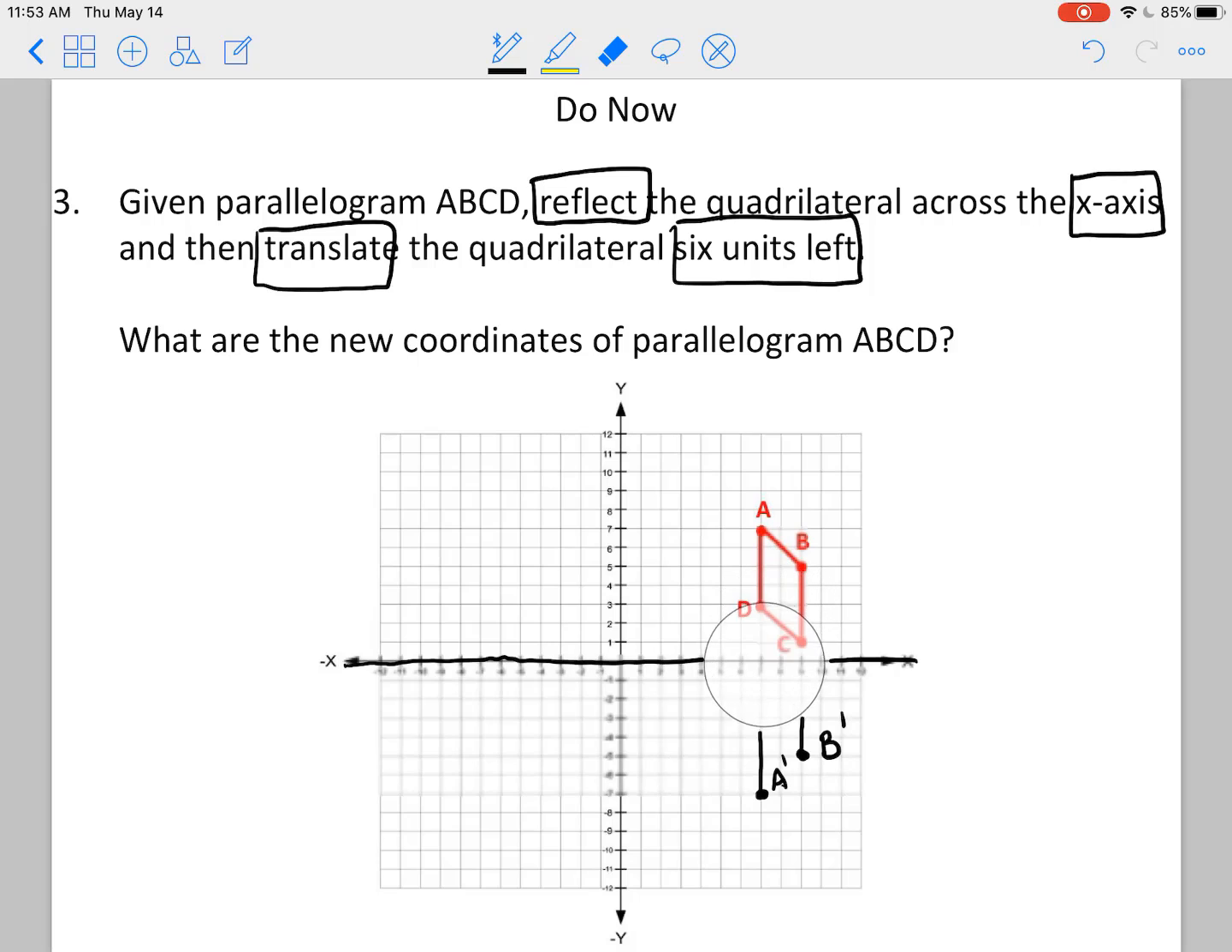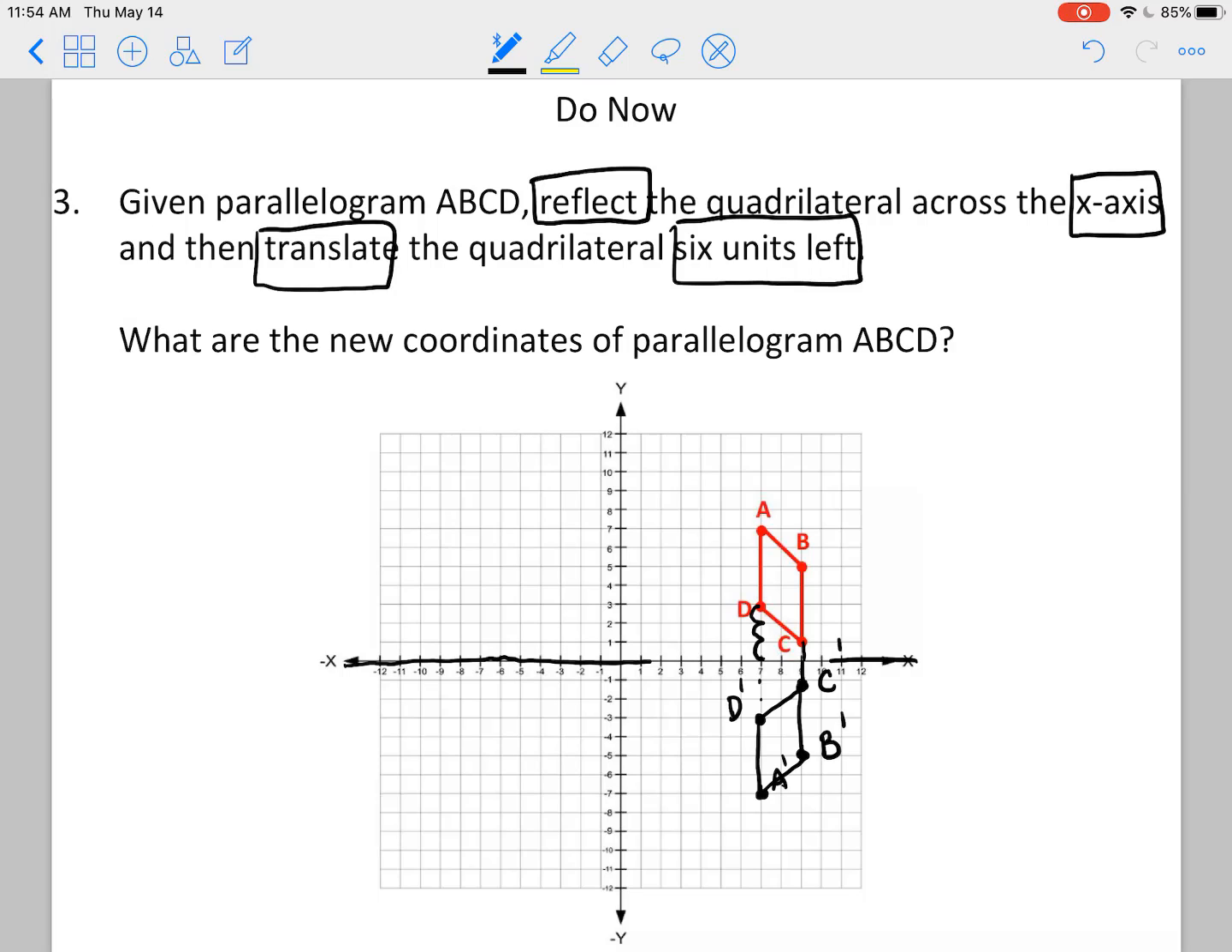I'm going to go ahead and erase these lines here. They are not included as part of the transformation. Those were just to kind of help us see what was going on. So for C, it's only 1 step away from the x-axis, so we go 1 away again. And we have C prime. And then for D, it's 1, 2, 3. So we go 1, 2, 3. And that is D prime. And then we can connect these to make our parallelogram. So that is our first transformation complete.